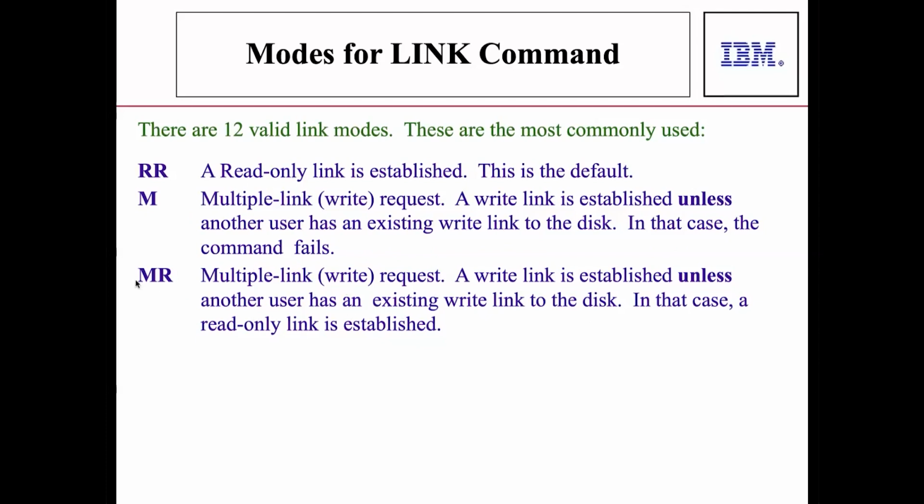So what the double letters are is I'm going to try this one first. And if it doesn't work, I'm going to then fall back, if you will, to this type of link, a read-only link. So it says, if that fails, a read-only link is established. This is good for CMS because I'm going to ask for a read-write link, but I'm okay with just reading the disk if I can't get a read-write link. So I get a read-only link. So that's what the double R means.